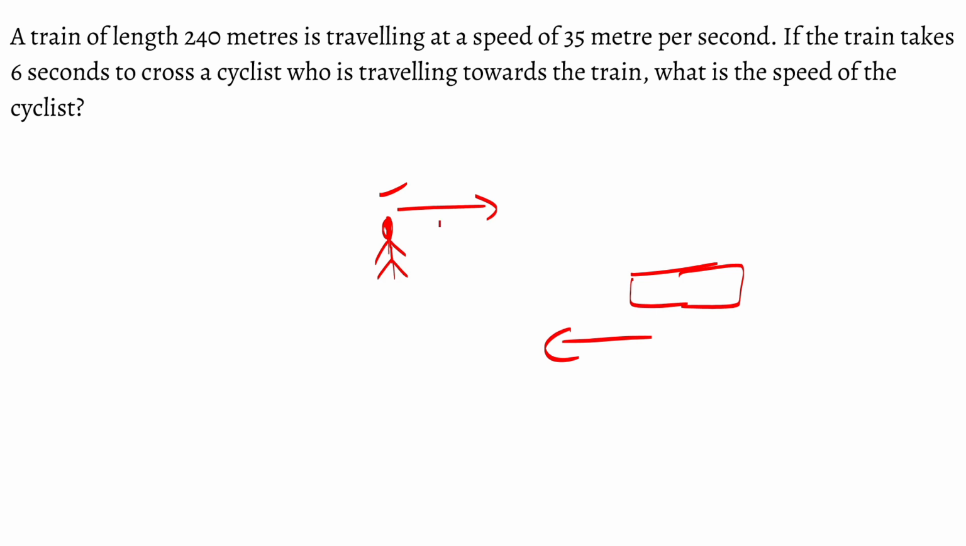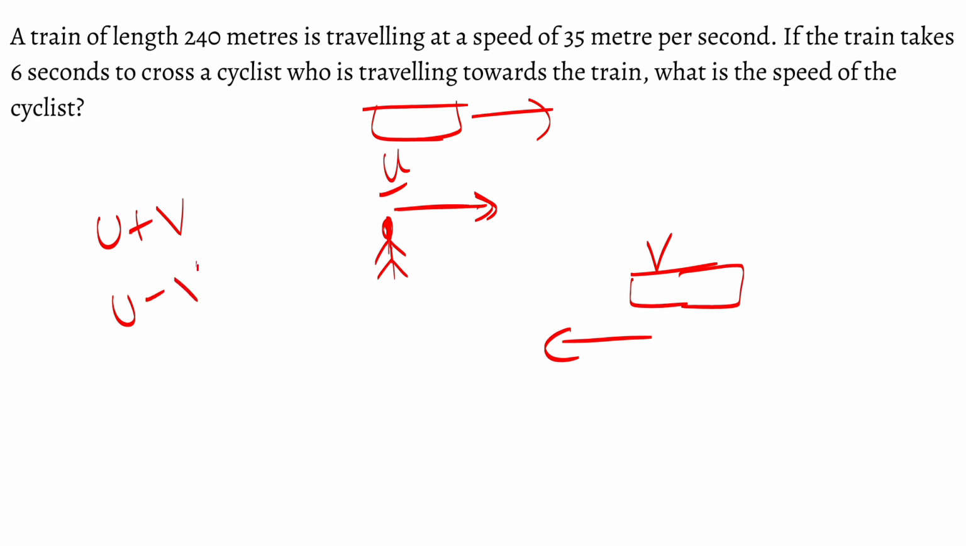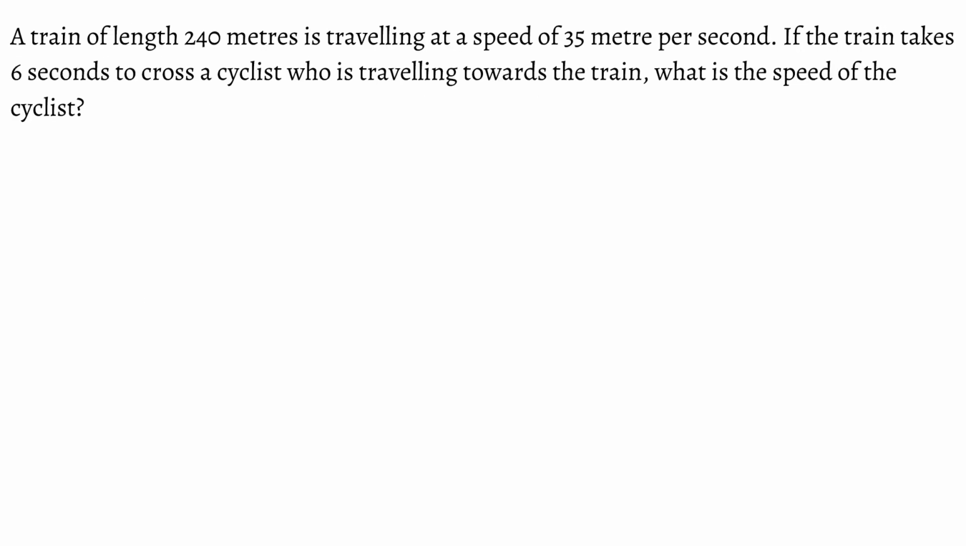One thing to note here is, when it comes to relative speed, as they are moving in opposite directions, the relative speed gets added. Let's take the speed of this man as u and the speed of this train as v. The relative speed of man and train is u plus v, because they are moving in opposite directions. If this train is also moving in the same direction as the man, the relative speed will be u minus v. Now let us answer this question.